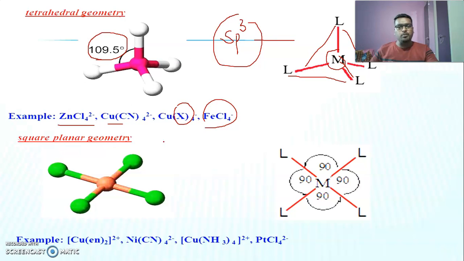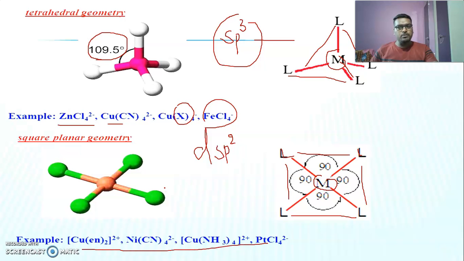Next one is square planar complexes. So here if the complex undergoes dsp2 hybridization, why is the geometry different? In each case of hybridization, the number of orbital participation is going to be different. That's why the geometry is going to be different. Square planar means one metal is present in the center and 4 ligands occupy the 4 corners of the square, and the bond angle in this case is 90 degree. These are examples of compounds that form square planar complexes.